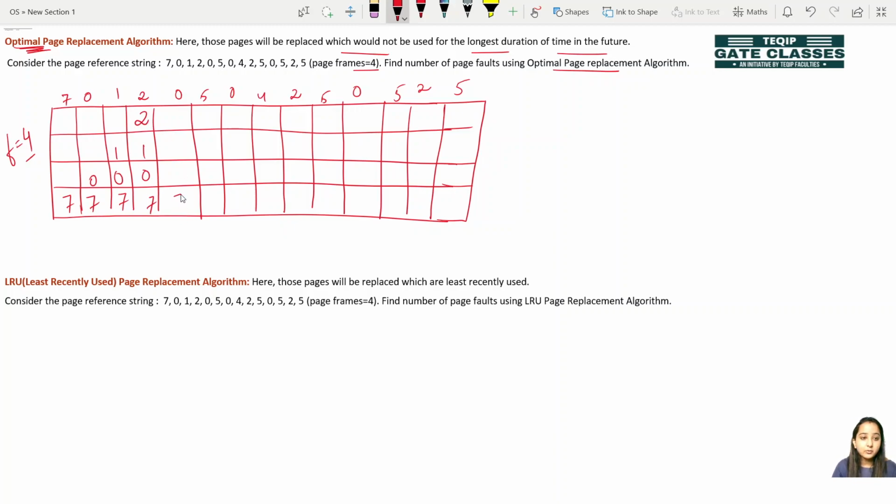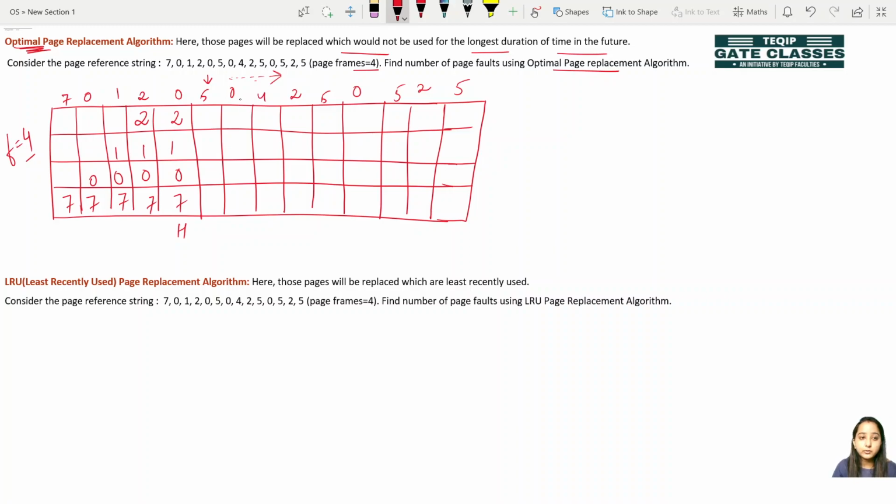Okay. Now, when 0 comes, 0 is already existing, so no need to add a new page. So here it will occur. Next is 5. So I have to see where I have to add 5. Which page should be replaced? I will look at this side, in the future, to see which page will not be used nearby in the future, right?